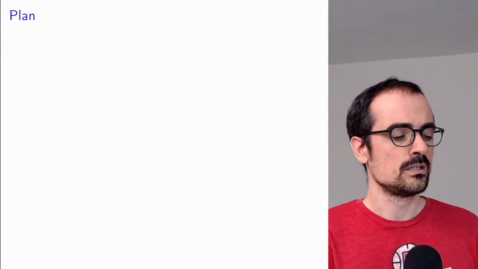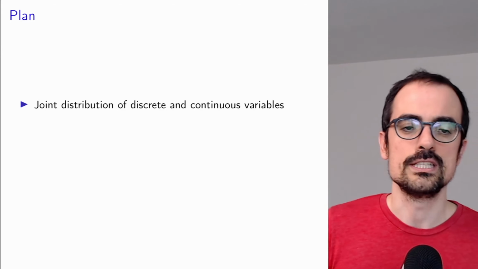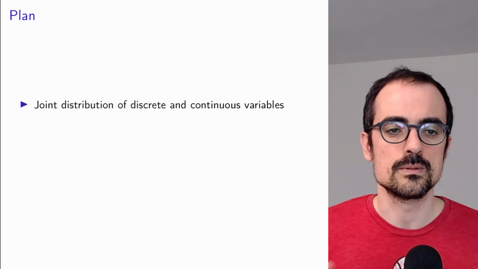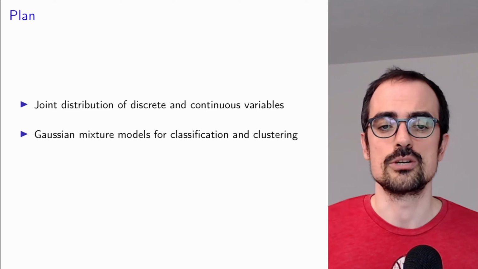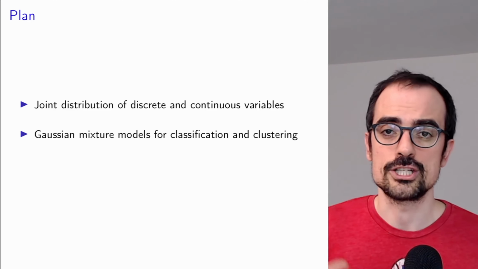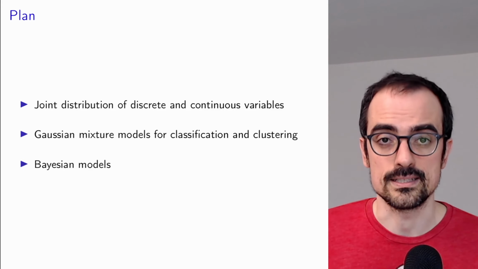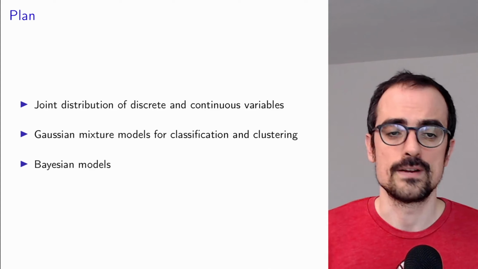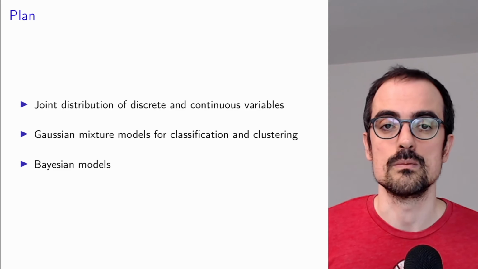Here's the plan. First, we're going to explain how we actually model these joint distributions of discrete and continuous variables. Then we're going to introduce Gaussian mixture models that can be applied to classification and clustering. And finally, we're going to talk about Bayesian statistics, where we often need to model discrete and continuous variables jointly.